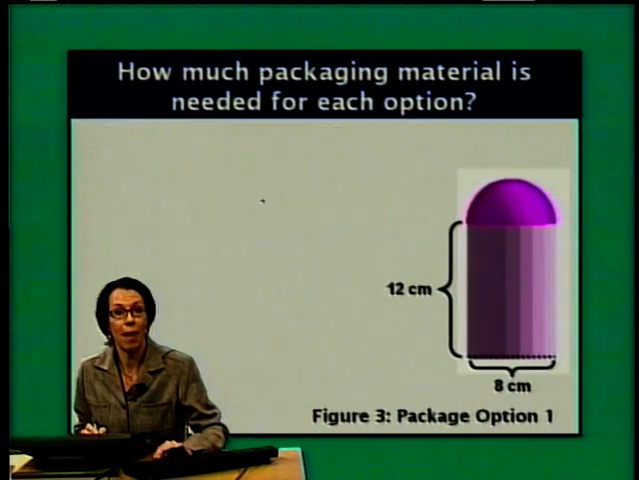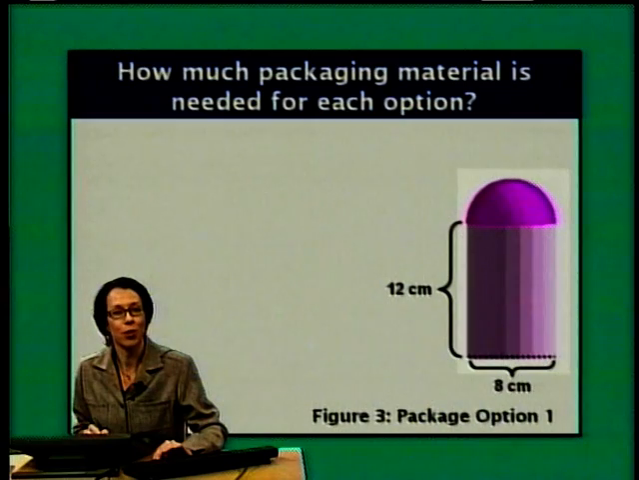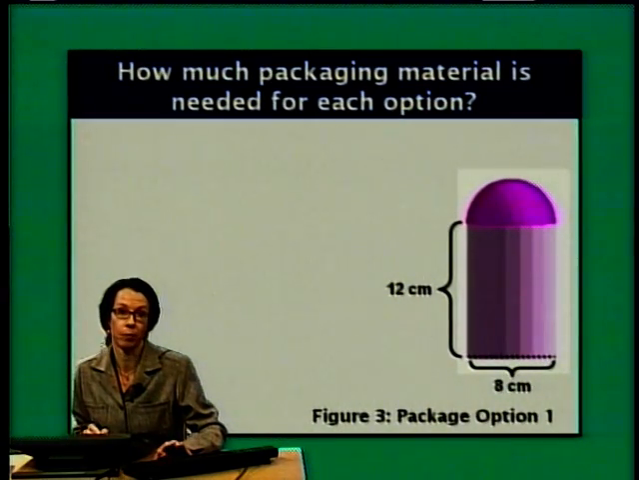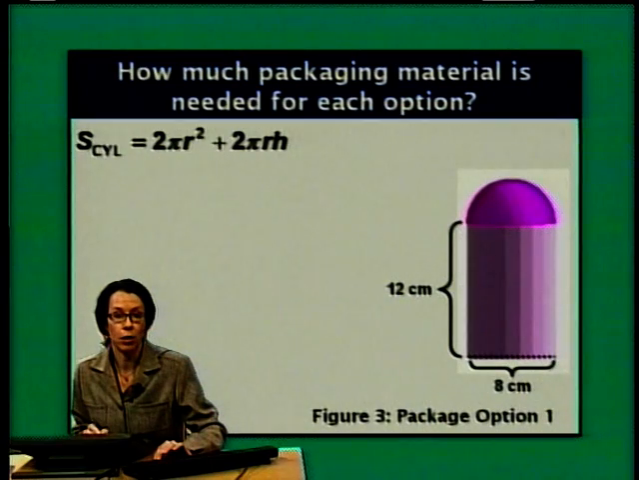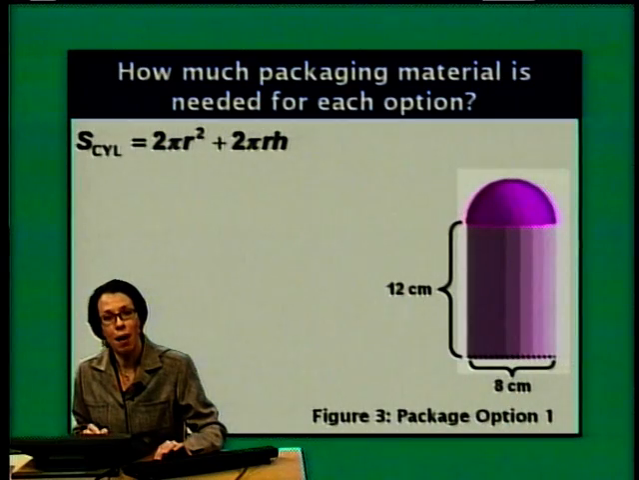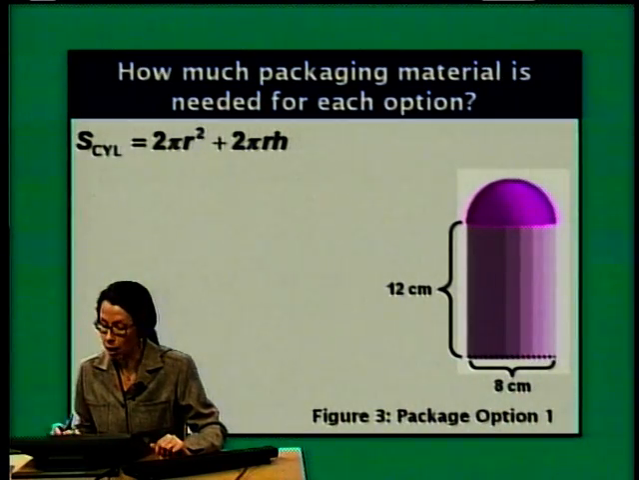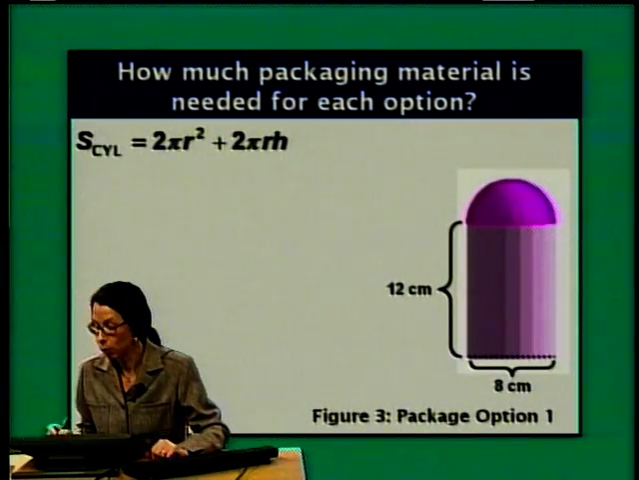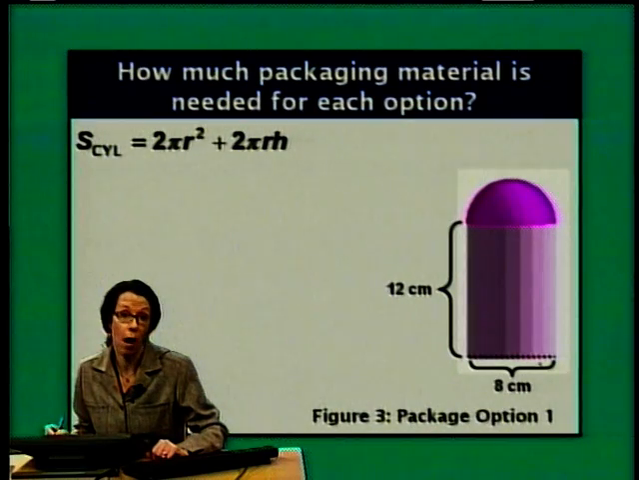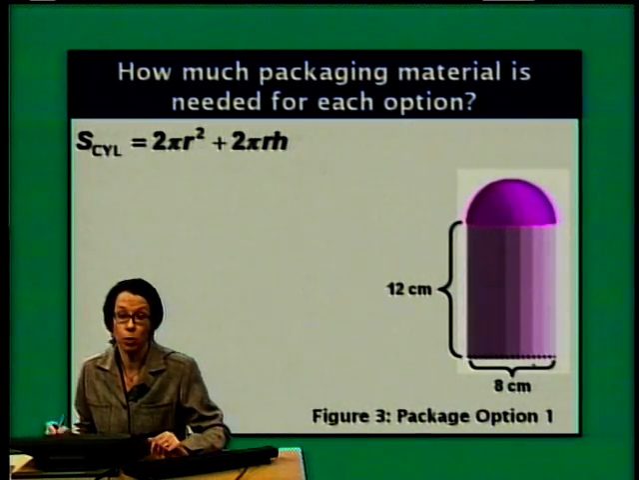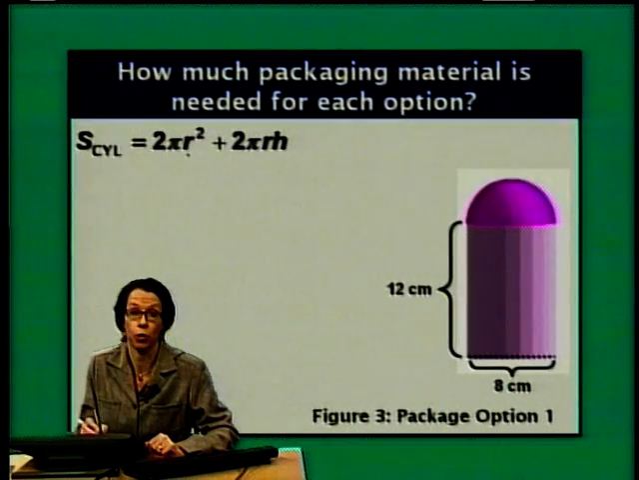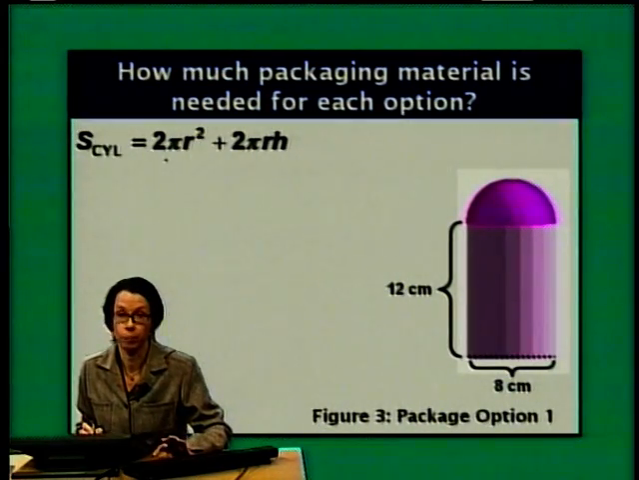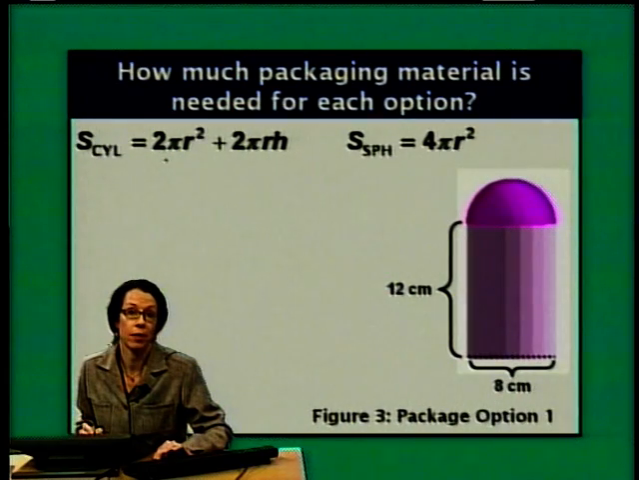Let's think about the amount of packaging needed for each option. Here we need to calculate the surface area. The surface area for a cylinder is 2 pi r squared plus 2 pi r h. Pi r squared is the area of the bottom of the cylinder and the top of the cylinder. But in our package, we only have to consider material for the bottom of the cylinder. So what we're going to use is just pi r squared for this first term rather than 2 pi r squared. The formula for the surface area of a sphere is 4 pi r squared.